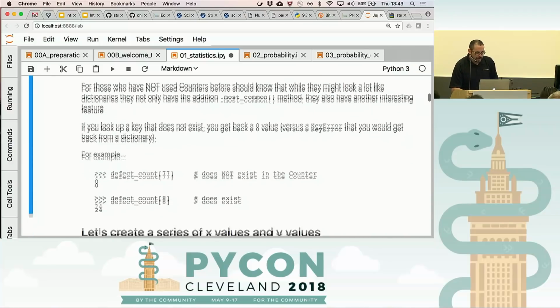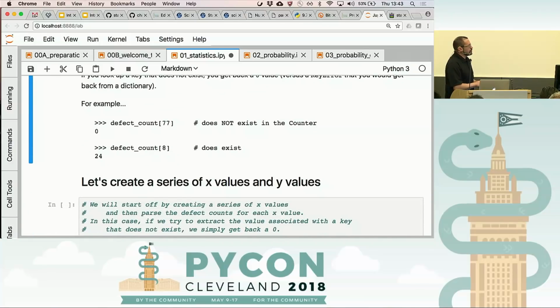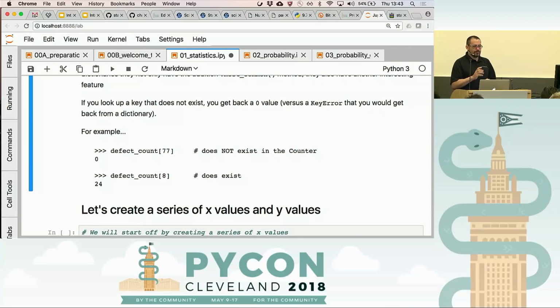Right? But one other nuance that is fun is that if you've ever played with a dictionary and you try and access a key that doesn't exist, your dictionary will vomit on you, and it throws up this little error and says, hey, you tried to look at something that doesn't exist. Counters are cool that they don't do that.